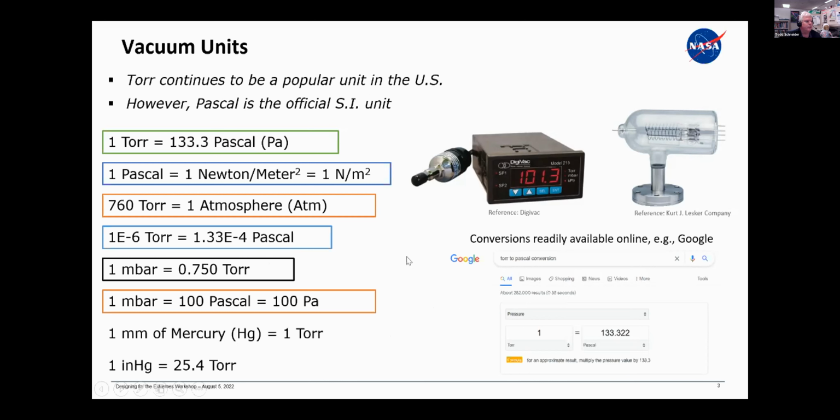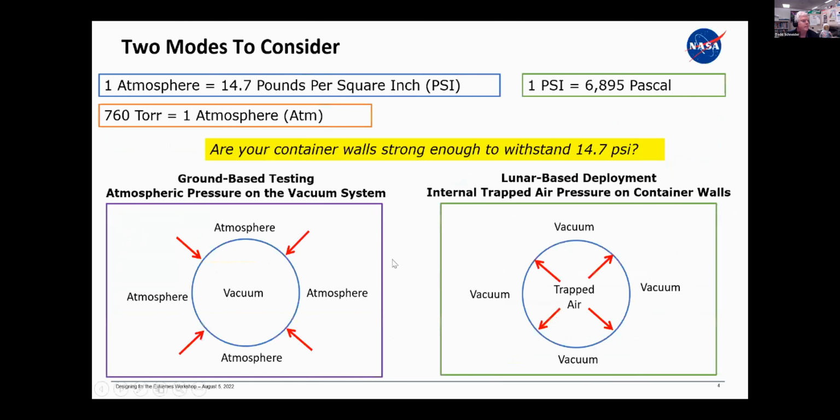Real quick, if you're thinking, wow, there's a lot going on here, how do I know what the conversions are, where do I find them? The good news is a quick, simple Google search, say torr to Pascal conversion, will pop up a native converter, and so it's easy to figure those things out.